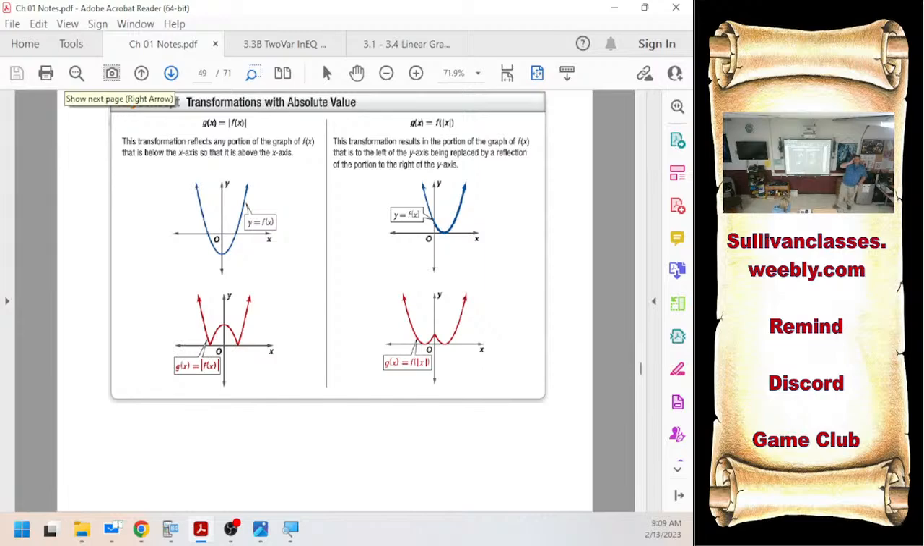Transformations with absolute value. Y'all didn't get this enough. Well, I don't think the new curriculum does transformations with absolute value. Anyone ever seen this before? Maybe, could be, chance of.